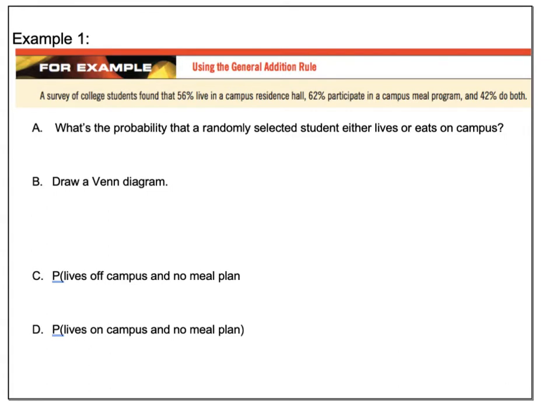So I like to abbreviate. I'm going to say lives on campus is equal to 0.56, where a capital L will be lives on campus. And then I'm going to say probability of M, meaning they participate in the meal program, is 0.62. So what's the probability that they live, capital L, or, so or would be union, eat on campus, meaning in the meal program. Probability of L union M.